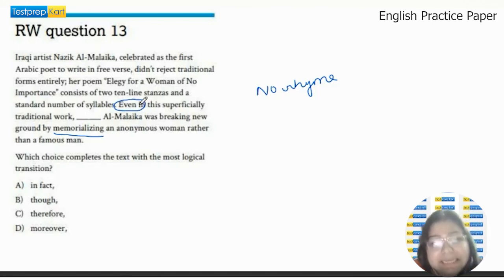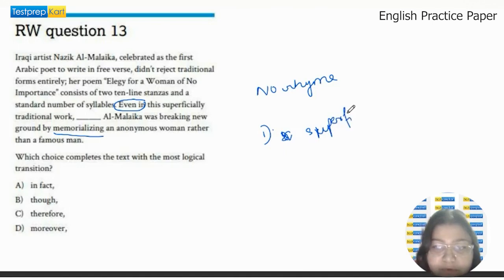Even in this superficially traditional work. So this suggests that there is a contradiction, which means her work was superficially traditional but also modern. So it was two of these things. One, superficially traditional means not really traditional. It looks traditional, okay? It's superficial.